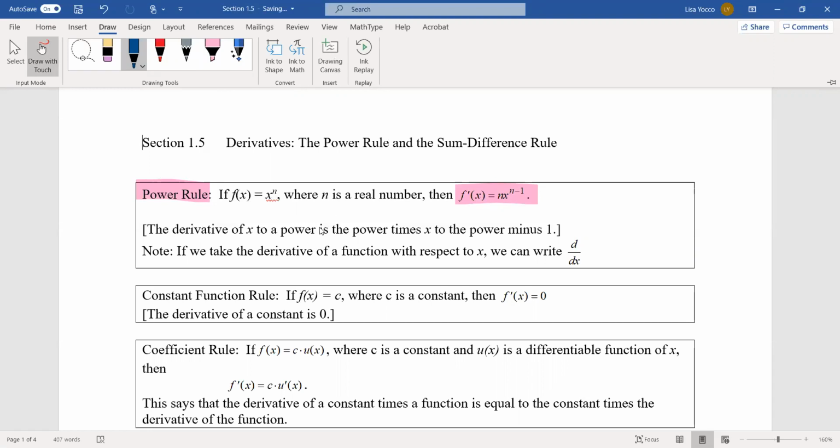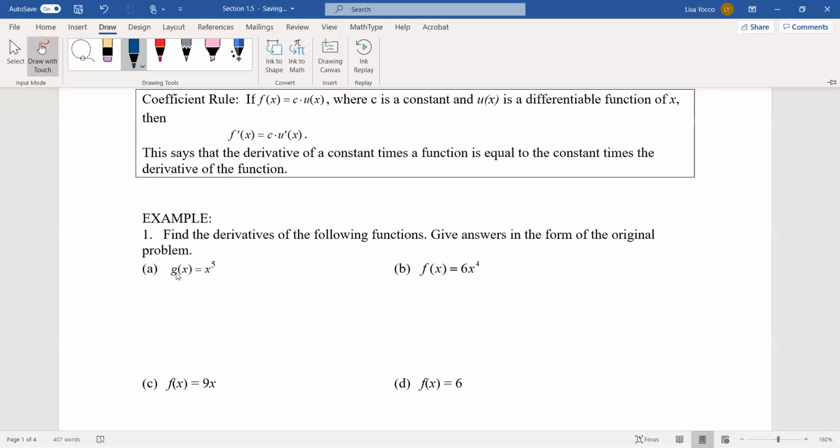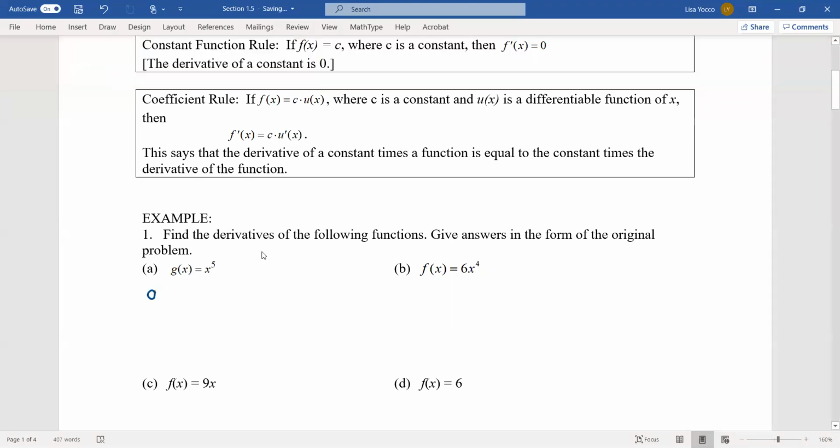So for finding the derivative of x to a power, a function that's in that form, we take the power times x and then subtract 1 from the power. All right, I'll hop right down to the first example, and show you how easy this is to use. So we write g prime of x for the derivative of g. All right, we have x to the 5.